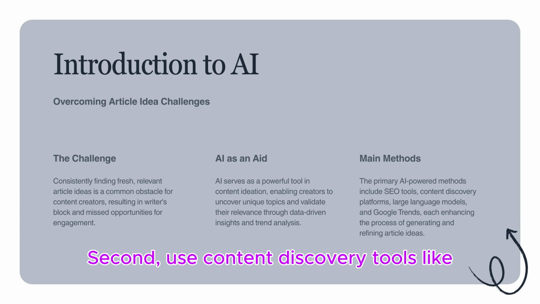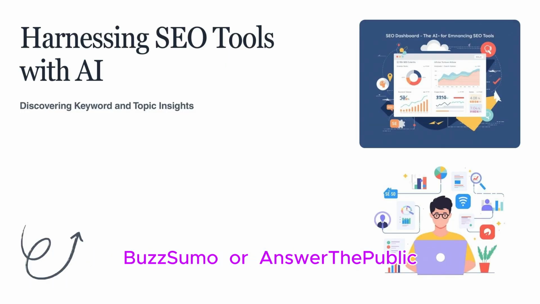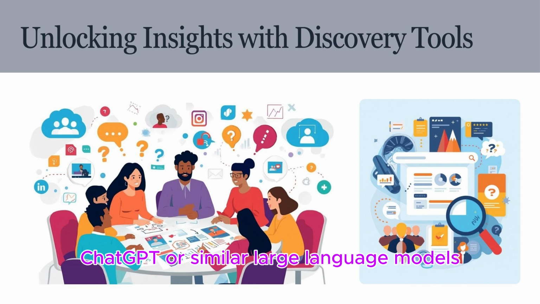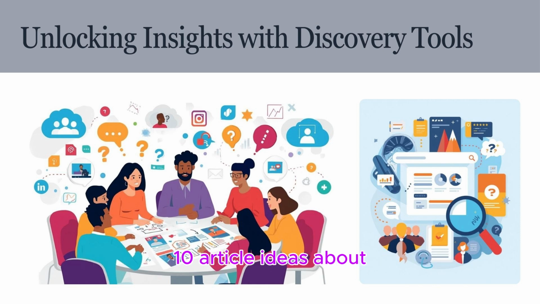Second, use content discovery tools like BuzzSumo or AnswerThePublic. They use AI to show popular topics and related queries in your industry. Third, use ChatGPT or similar large language models. Prompt it with "generate 10 article ideas about your topic for your target audience." It will provide creative angles.